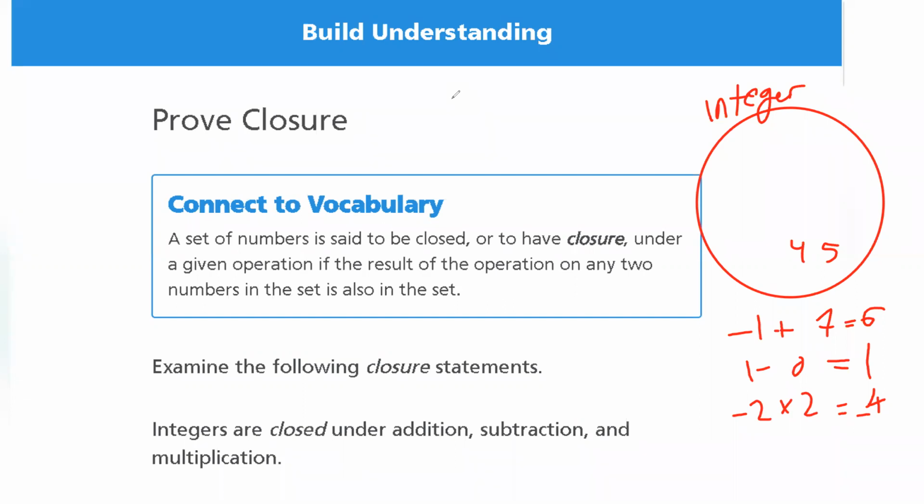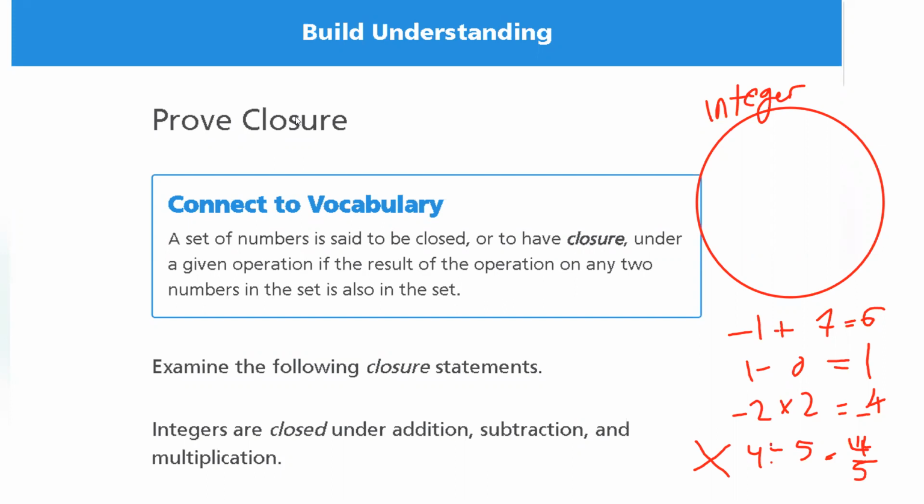Now, let's talk about division. 4 divided by 5. Both of them are integer numbers. But if I divide them now, what do I get? I get 4 over 5. Is 4 over 5 an integer number? No. So I will say now, integers are not closed under division. The integers are closed under addition, subtraction, and multiplication only, but not under division.